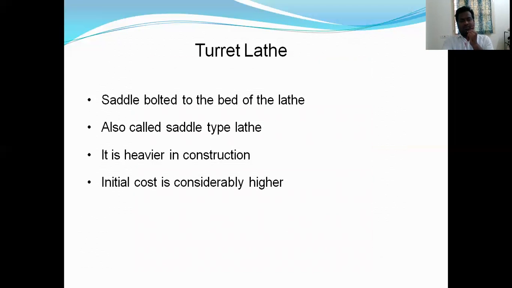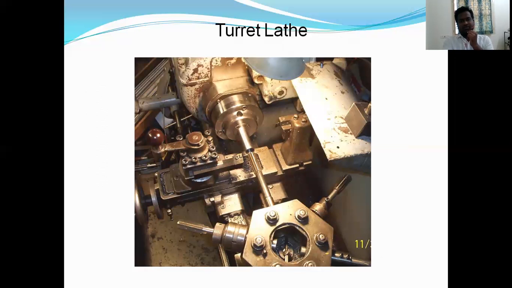Saddle is bolted to the bed of the lathe, also called a saddle type lathe. It is heavier in construction and initial cost is considerably higher. This is the type of lathe that we have observed in the diagram.